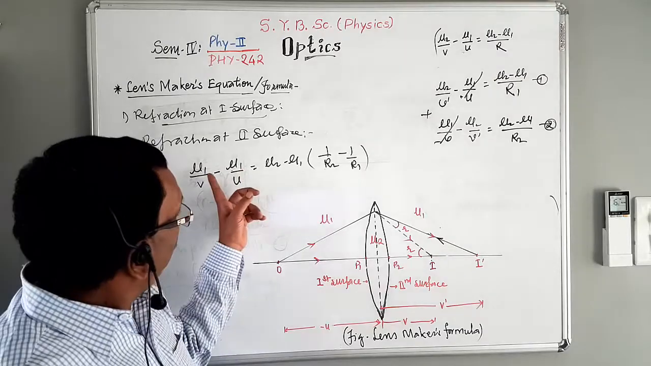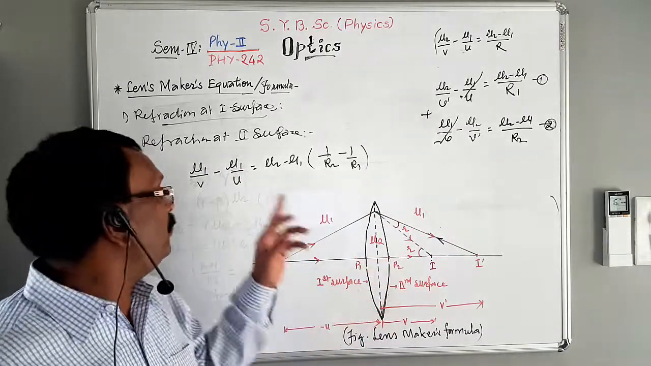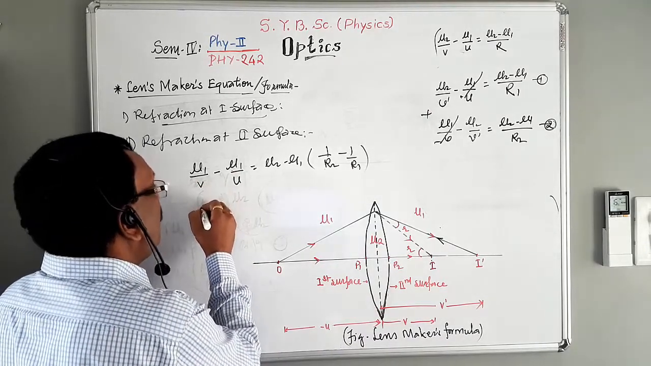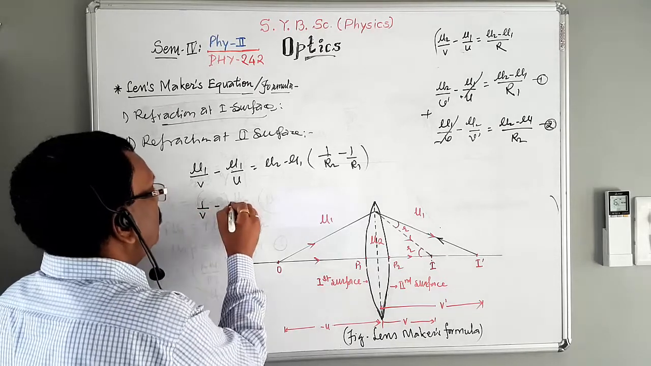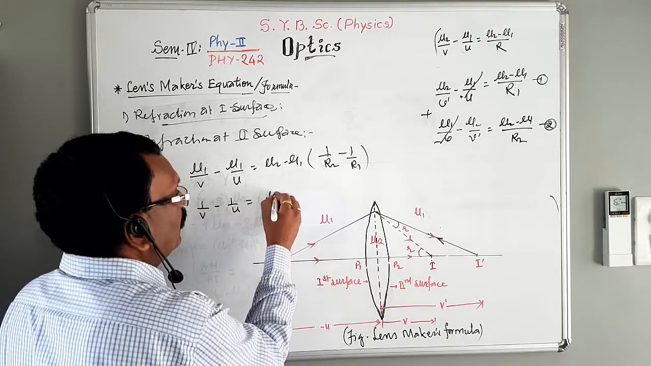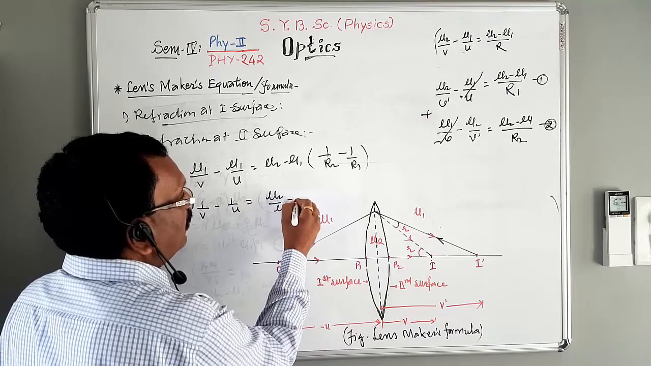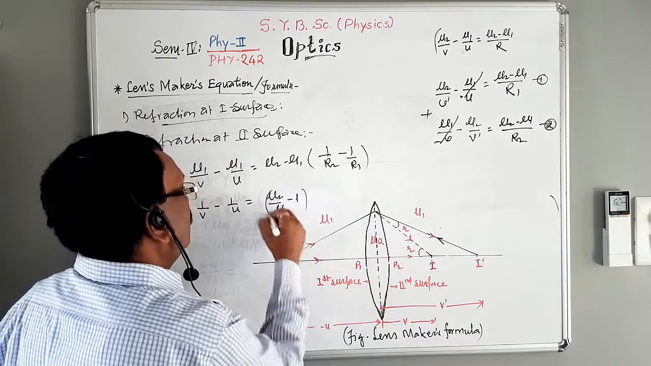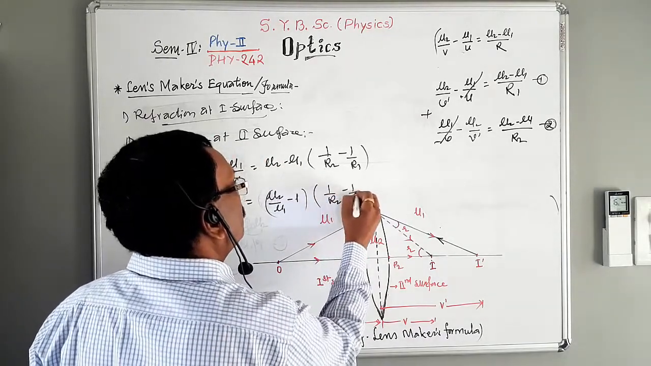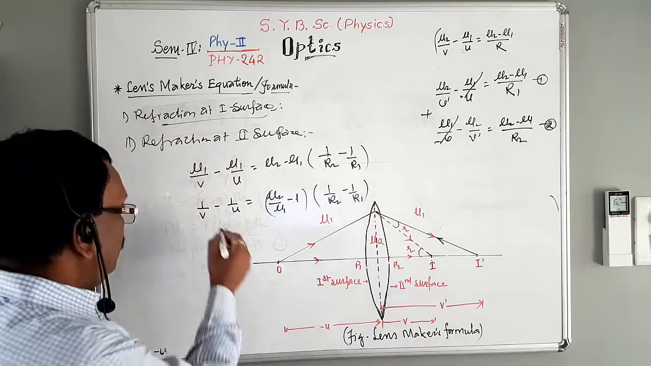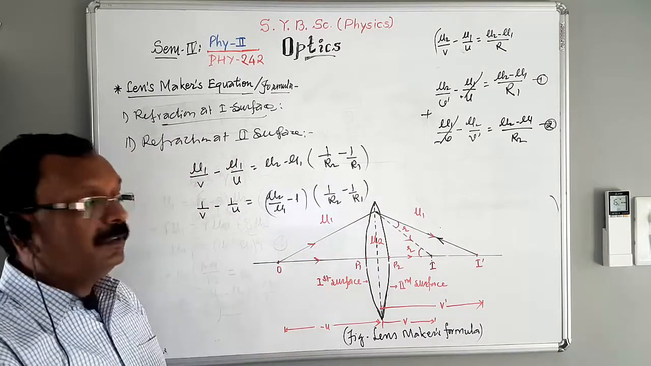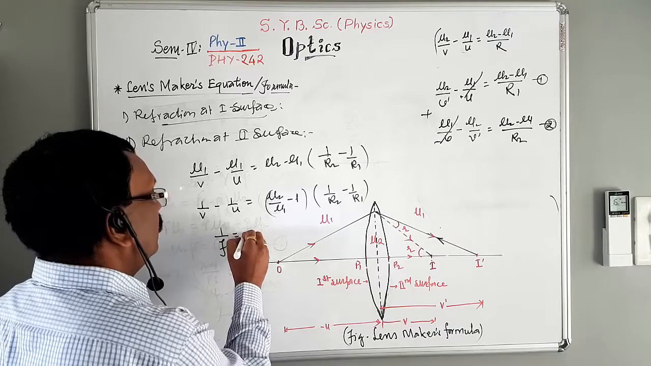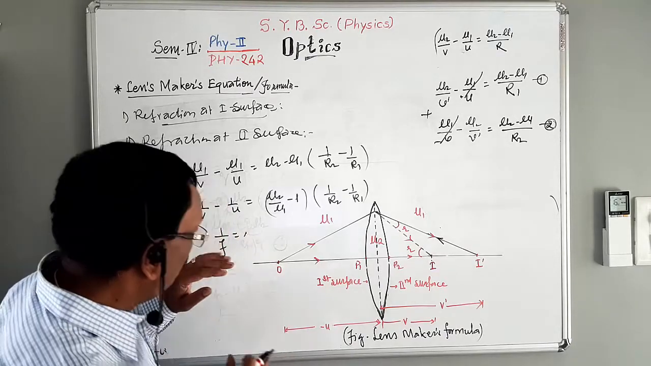Dividing throughout this equation by mu1, mu1 upon v divided by mu1 is 1 upon v, so we get 1 upon v minus 1 upon u is equal to mu2 upon mu1 minus 1, times 1 upon R2 minus 1 upon R1. What is 1 upon v minus 1 upon u? This is the lens formula. So instead of this we can write 1 upon f, but before that we have to go further in detail.